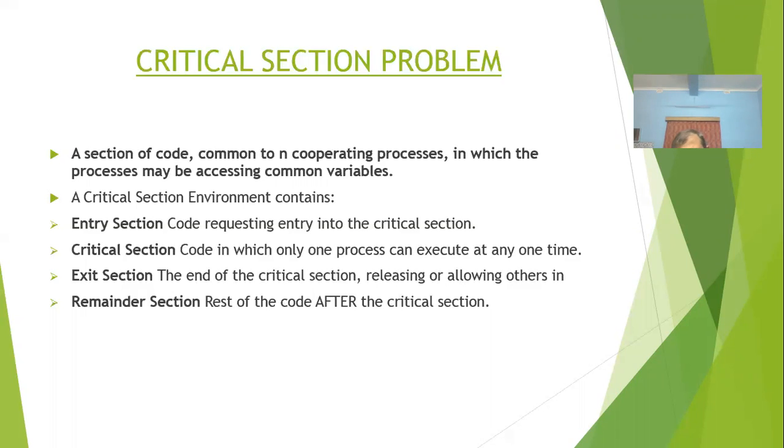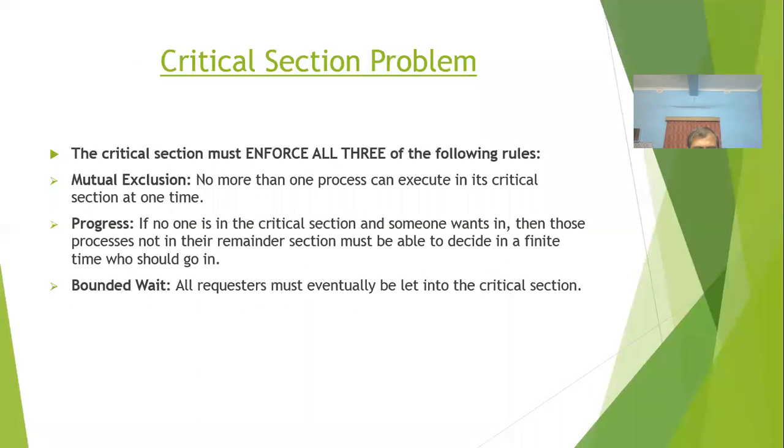So basically, a critical section consists of different sections of code. Among them is the entry section, then the critical section, then the exit section, then the remainder section. So I will come to these one by one. The critical section must enforce three very important rules, one of them is mutual exclusion.